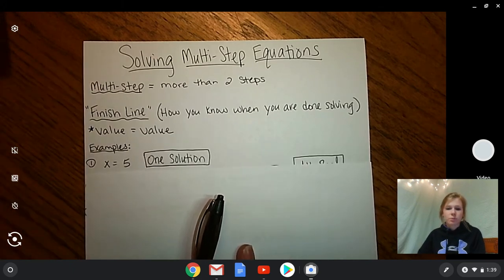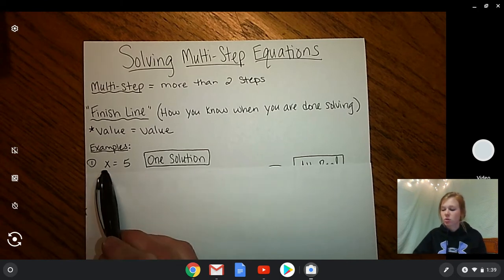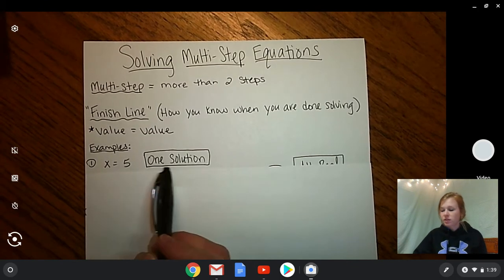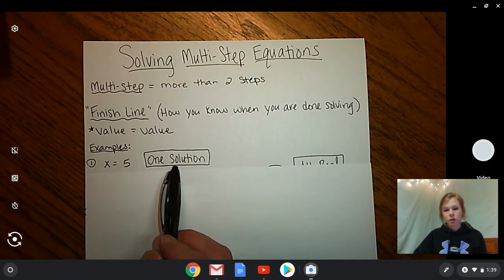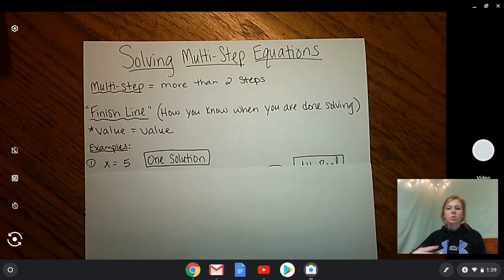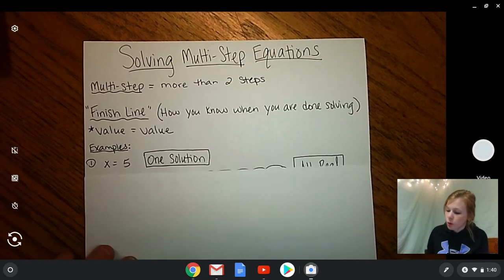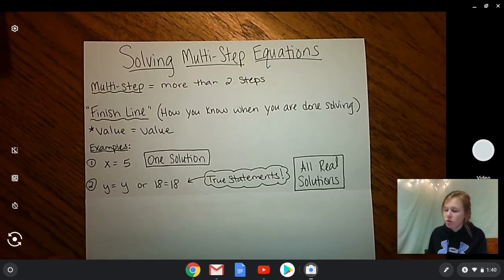The first example is x equals 5. I have the value x equal to the value 5. This is a one solution problem. I have a variable equal to a number. There is one solution for this equation, and that solution is 5. So in this case, you would just say x equals 5. That's my one solution.